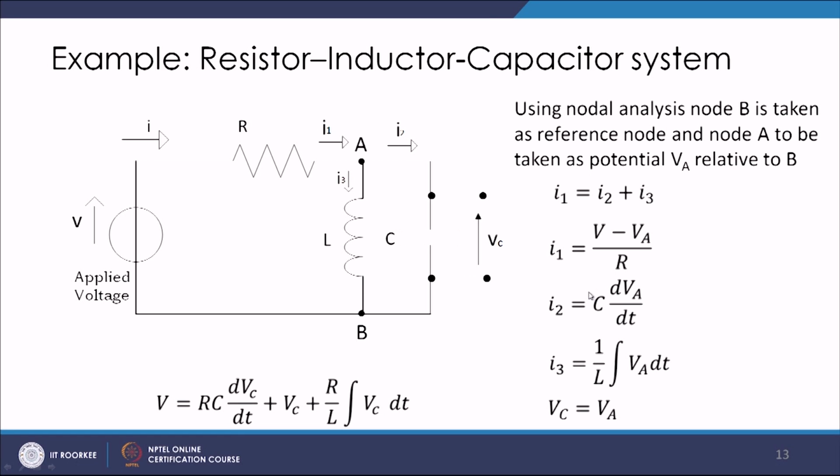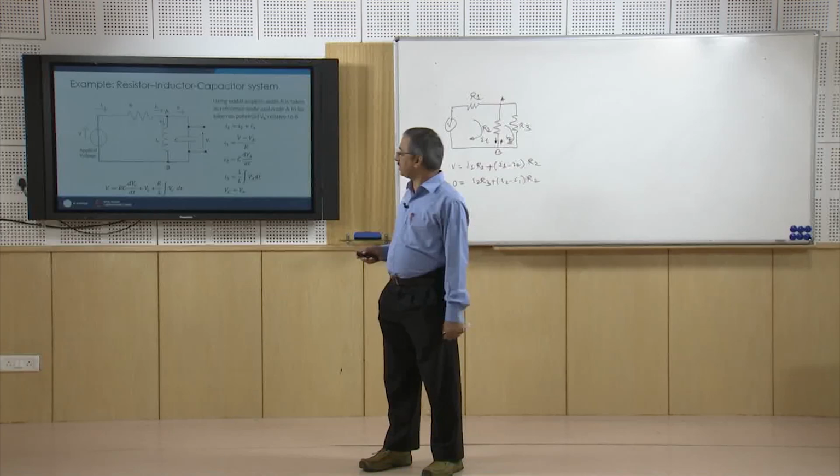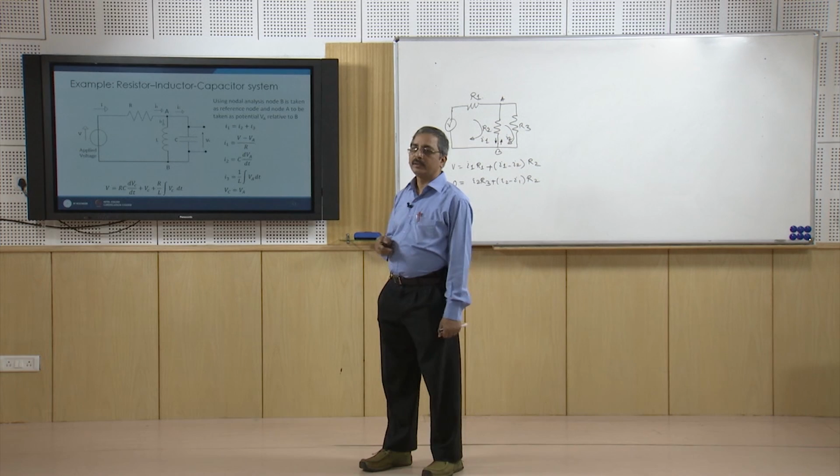Likewise, I2 is the current which is used to charge this capacitor. So, I2 I can write as C dVa by dt, and I3, that is the current through the inductor, as 1 by L integral Va dt. And once I substitute this I1, I2, I3 in this expression, this is what I get. So, this is the governing equation for this circuit.